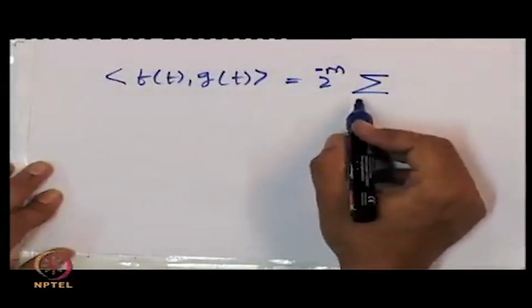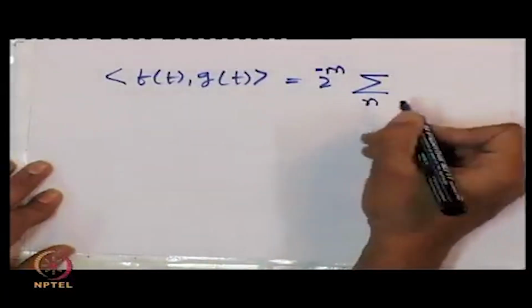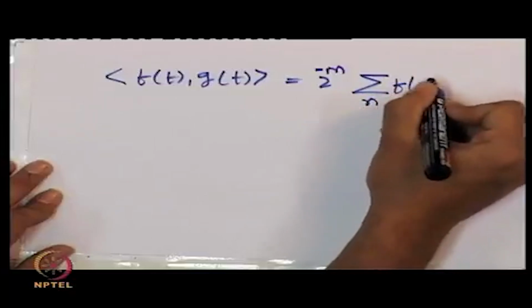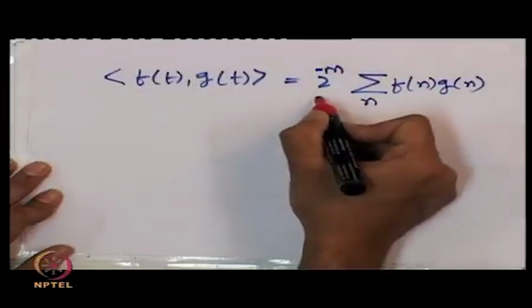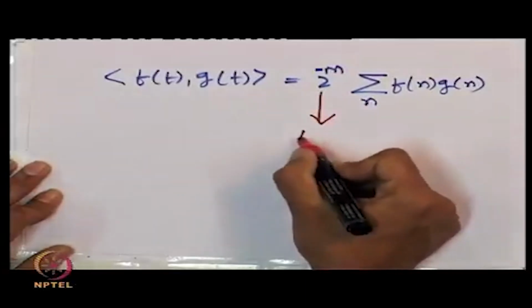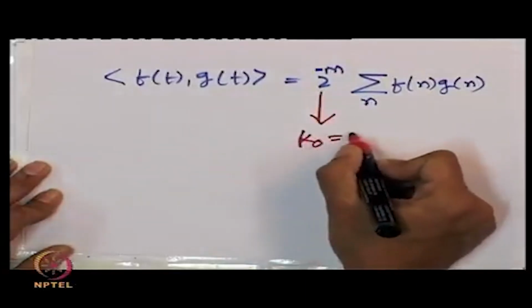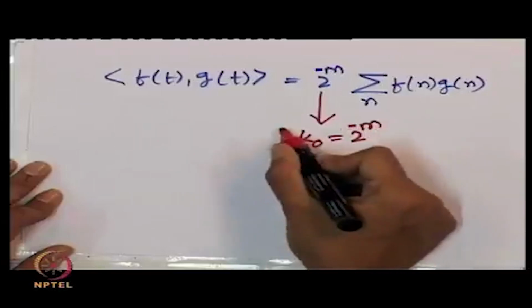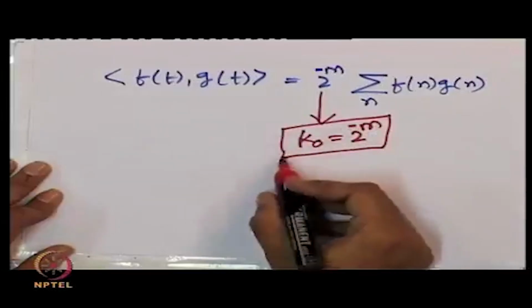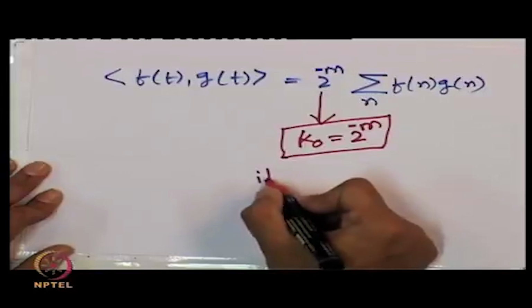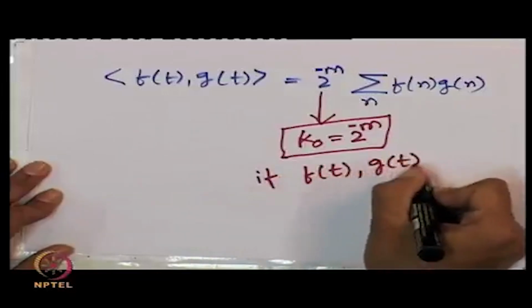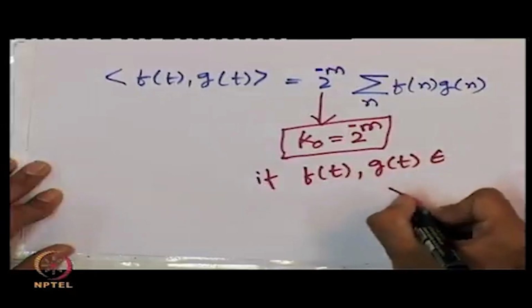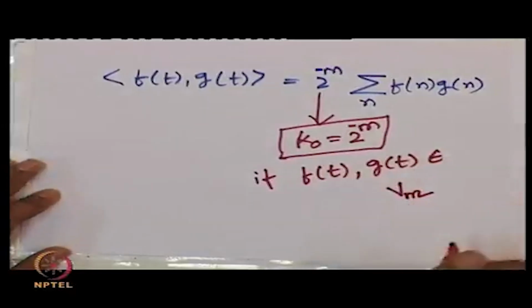We will replace this dummy variable L with n. This is the value of K0 that we want to find out. K0 is equal to 2 power minus m if Ft and Gt both belong to Vm.